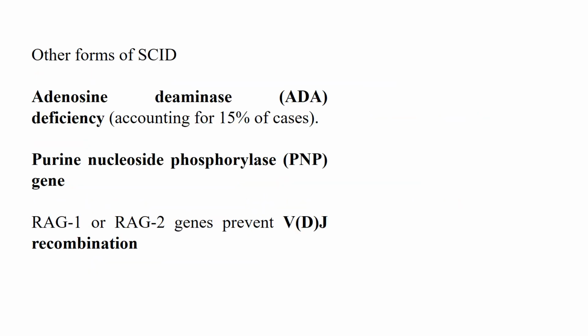There are other forms of SCID like the adenosine deaminase deficiency enzymes. The mutation in this enzyme leads towards 15% of cases, and it's also the cause of the SCID. It is an autosomal recessive disorder. Purine nucleotide phosphorylase gene, it is also an autosomal recessive disorder. RAG1 and RAG2 gene mutation prevent the VDJ recombination chains of the antibodies and leads towards the SCID.